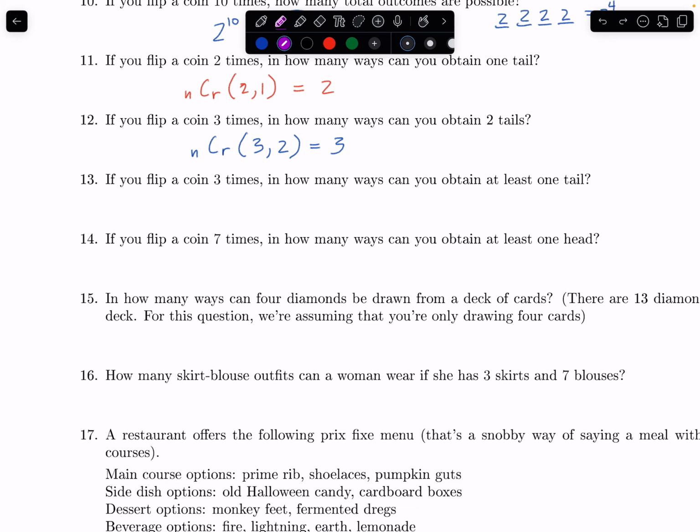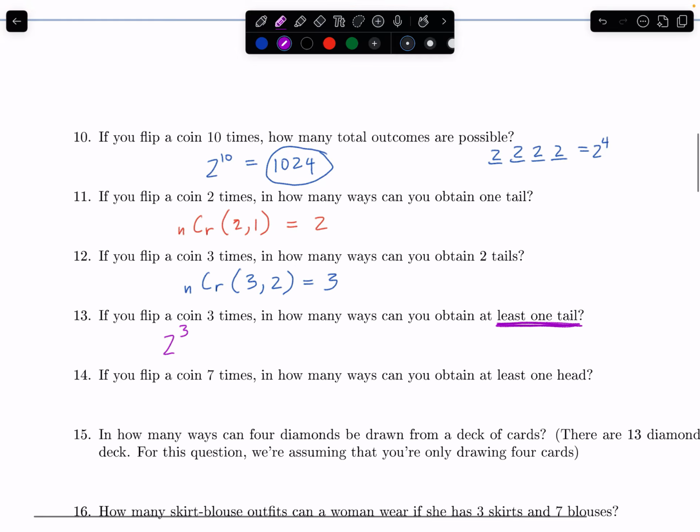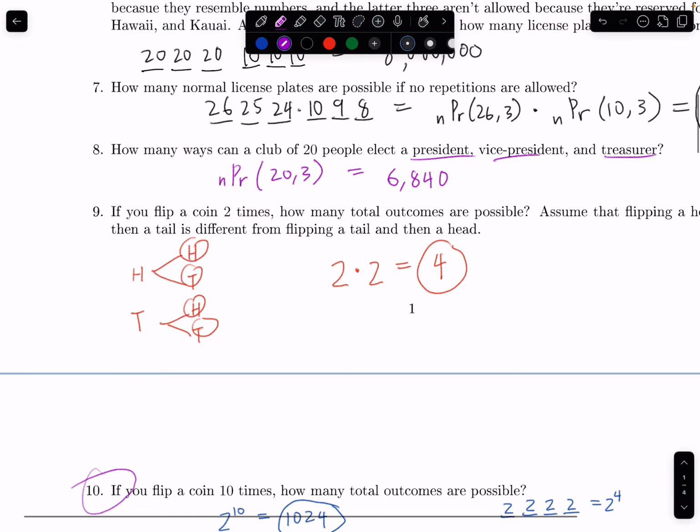So what I'm going to do instead? Well, at least 1 tail. That is everything except for when I have 0 tails. So there's only 1 outcome that I don't want. So I'm going to take all the outcomes for 3 coin flips, which is 2 to the 3rd. Do you remember that back from question number 10, or question number 9 back here?